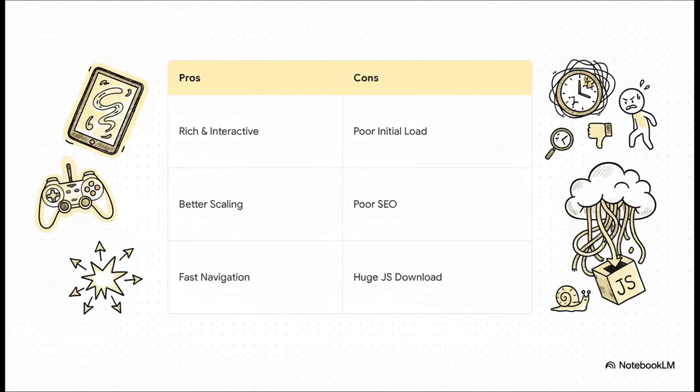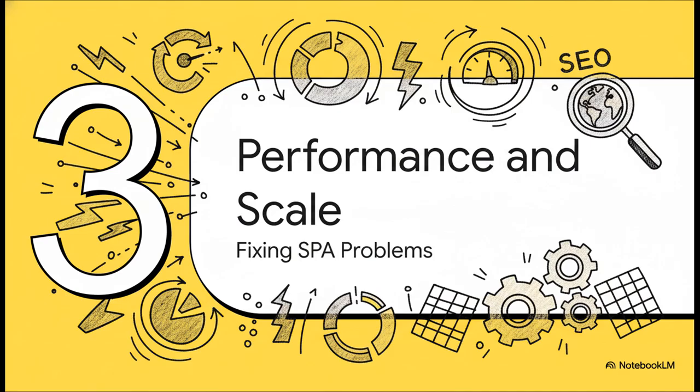SPAs were a massive win for the user. We got these rich, app-like experiences. But of course, they created a brand new set of engineering headaches. Things like terrible SEO and painfully slow initial load times, all because the browser had to download this gigantic bundle of JavaScript before it could show the user anything at all. So what do you think happened next?